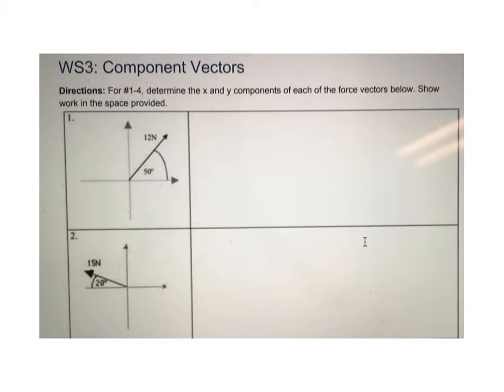All right, here's an explanation of worksheet 3, a couple problems from it. So I'll do some of the problems, questions 1 and 2, and then we'll do the last one, question 8.